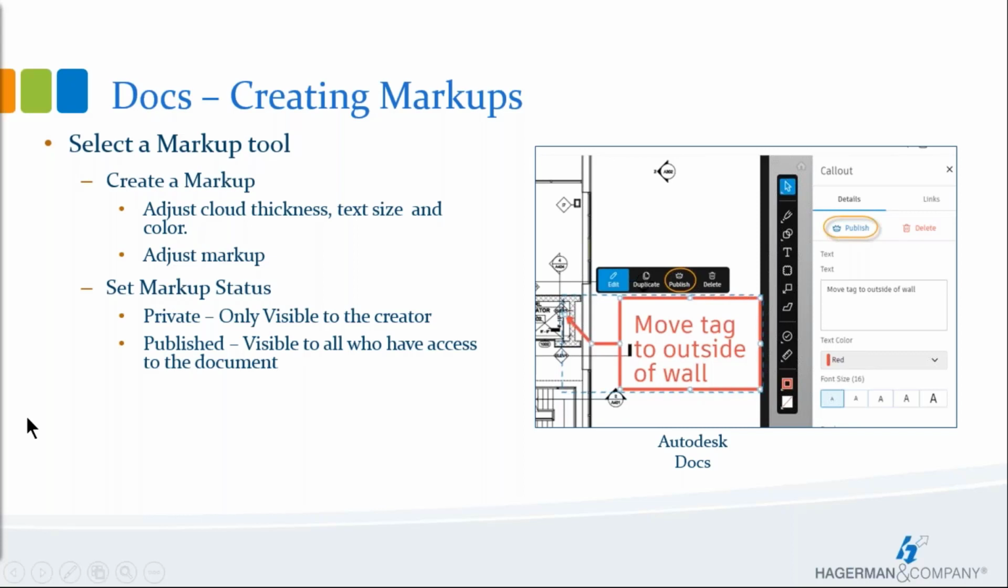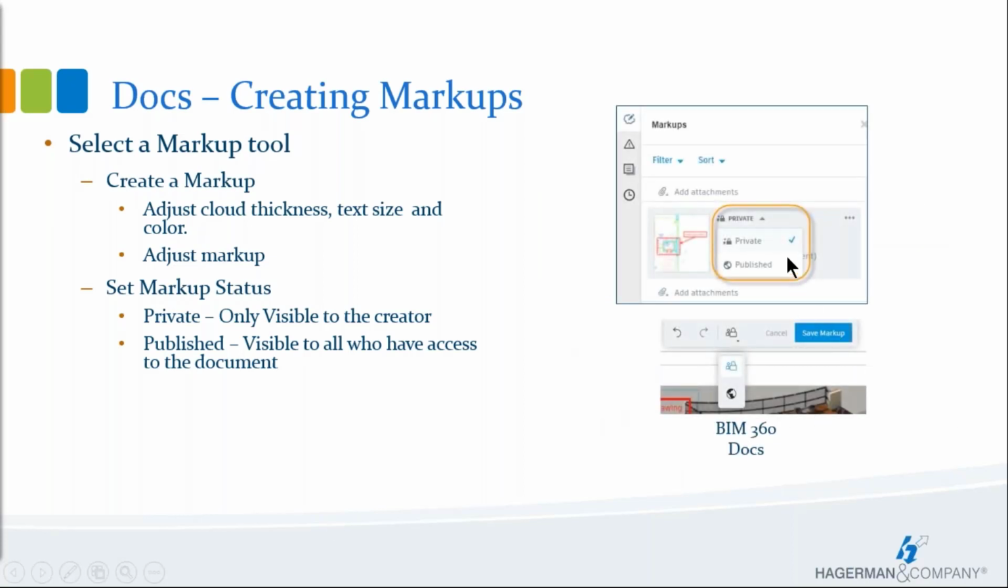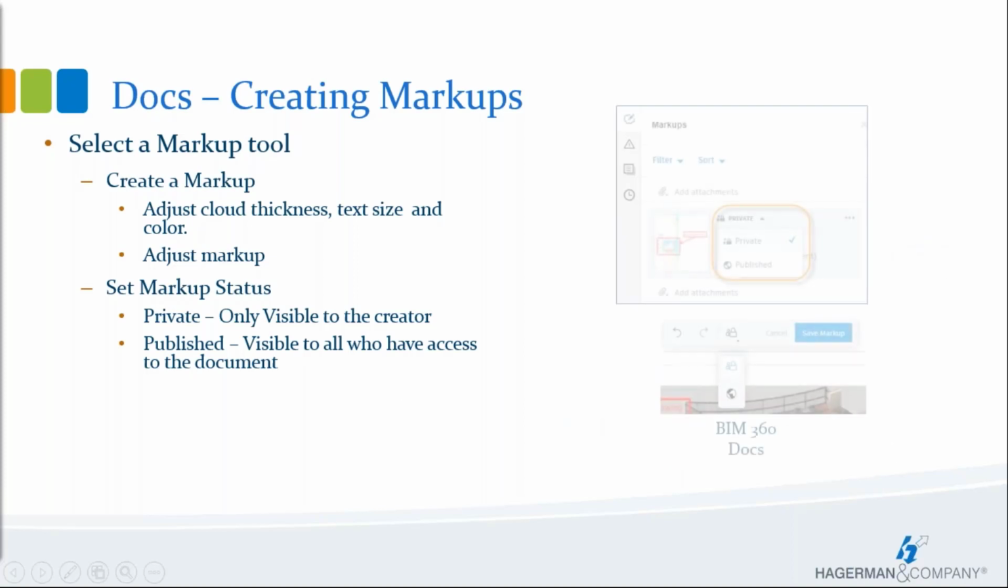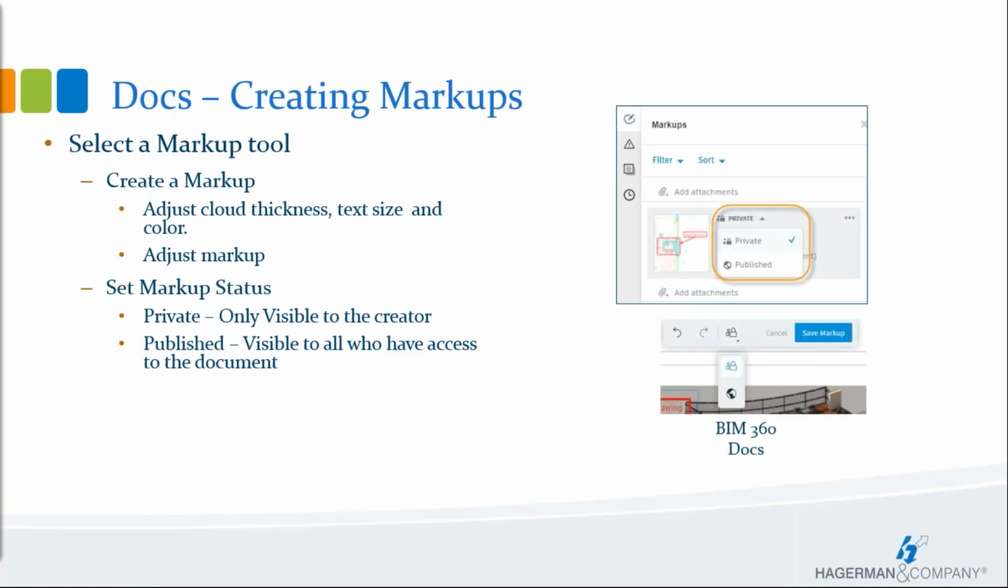Once you publish a markup, let me go to the next slide and show you. We can publish either while editing it or on the sidebar here. This is Docs. On Autodesk Docs, we can publish it by editing that markup, or there's a panel on the right-hand side that allows us to publish. A little bit different, but they both are basically the same. You're publishing it to other folks versus just it being a private markup for you.